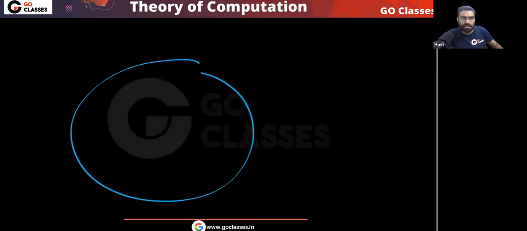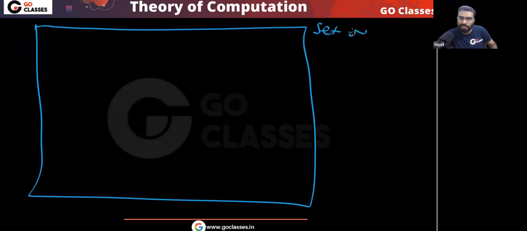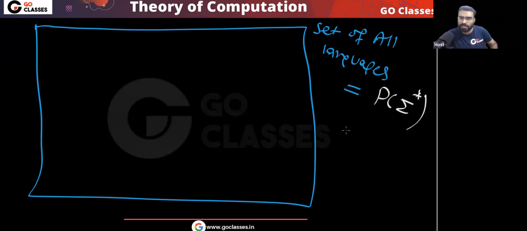See, this is your set of all RE languages. These are your RE languages. So let's assume this is all the languages. This is the set of all languages. What is that? That is your power set of sigma star, right? That is your power set of sigma star. Okay. This is your set of all languages.